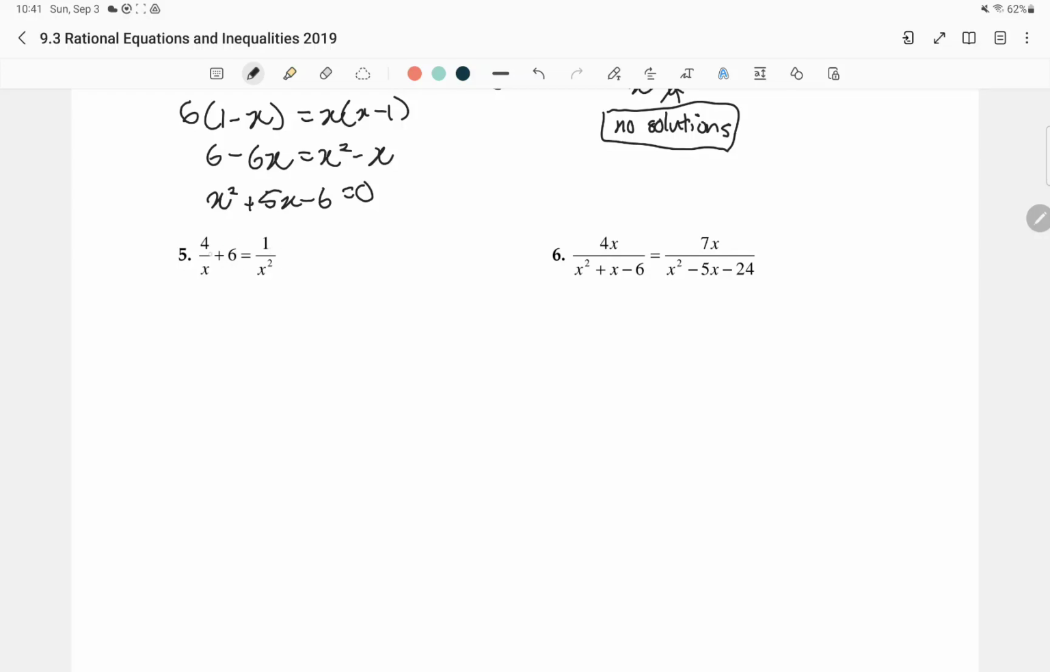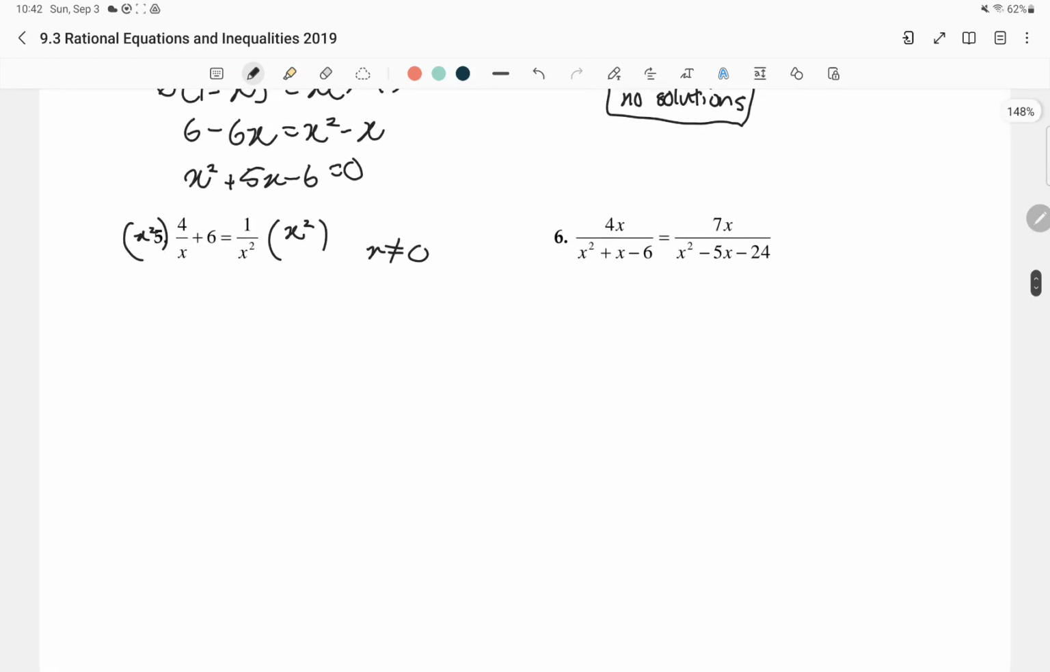So here you want to get out the fraction. The biggest degree on the bottom is x squared. So we're going to have to multiply both sides by x squared. Like this. And we should make note that x can't be 0. And this will give us 4x plus 6x squared equals 1.